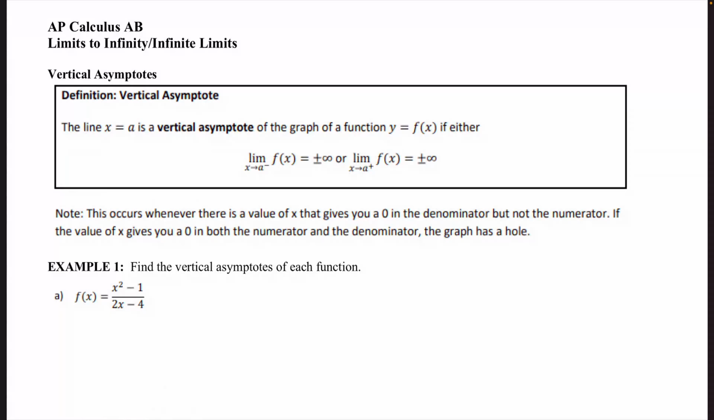where, at a vertical asymptote, we have two choices. From the left, we can go up to positive infinity or down to negative infinity. To the right, same thing, up to positive infinity, down to negative. So if you remember, when does the limit not exist? When do we have a limit that does not exist?